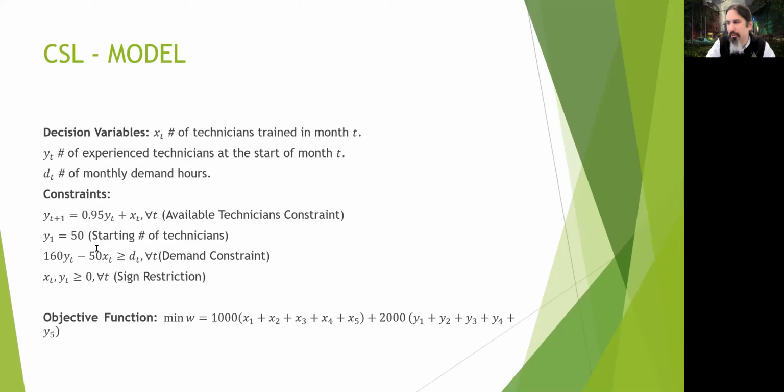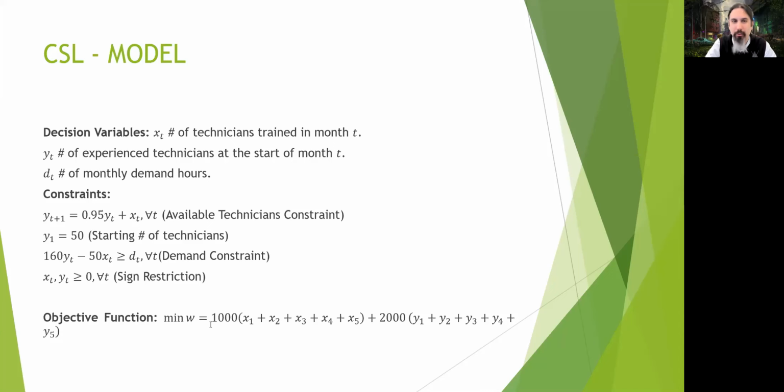So using 50 hours for each new technician. So this is going to be my demand constraint. Now, from here, I can solve whatever I need. So what I need is the objective function, which is to minimize my costs. Okay, I'm trying to minimize my costs.